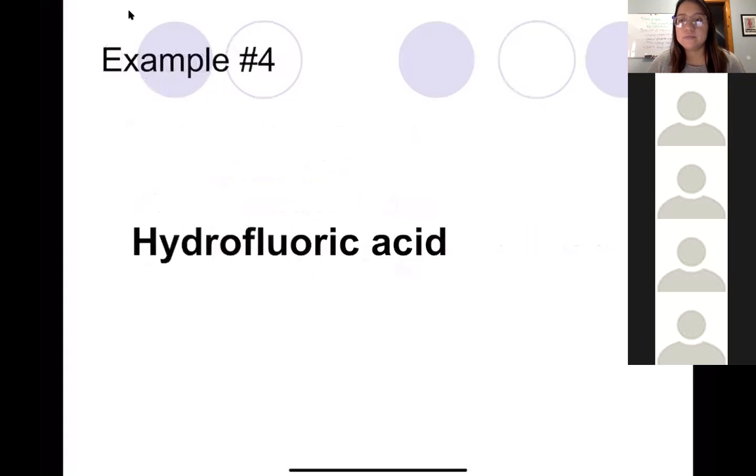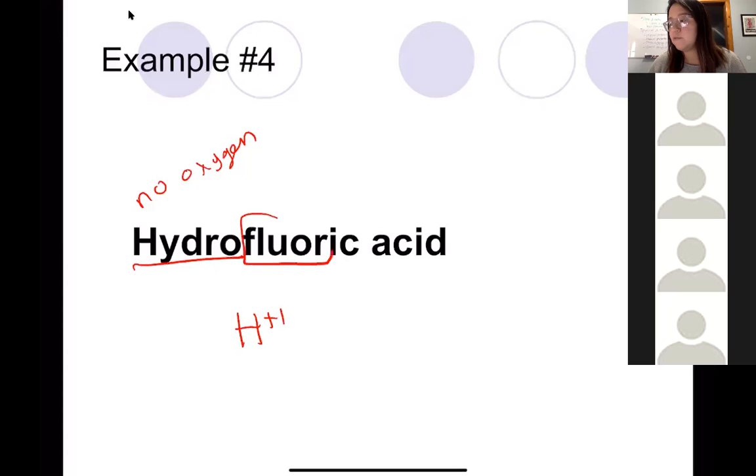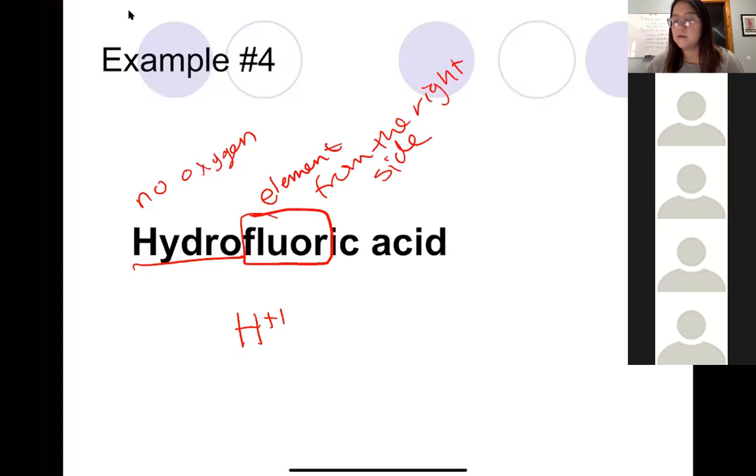Hydrofluoric acid. Hydro, first of all, means no oxygen. So what does this mean? It's going to be H plus 1. And then we're looking for an element from the right side that has this beginning.